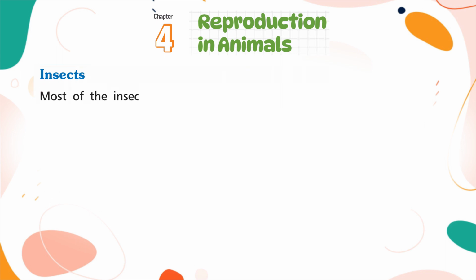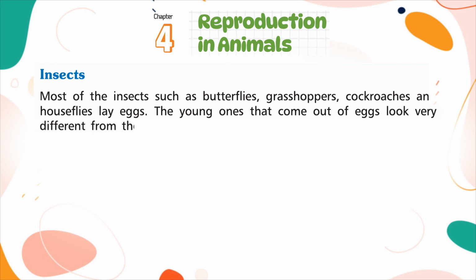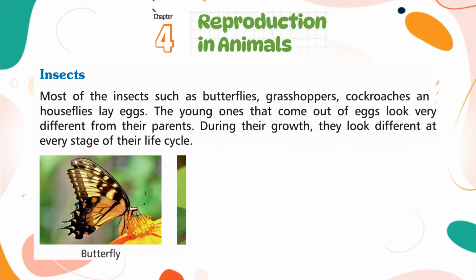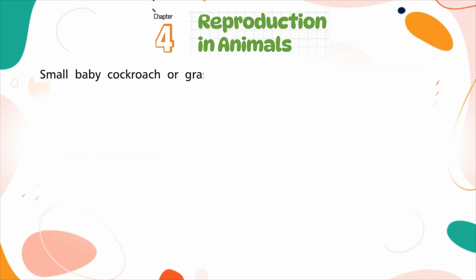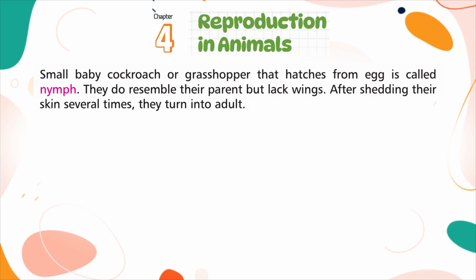Insects. Most of the insects, such as butterflies, grasshoppers, cockroaches, and houseflies, lay eggs. The young ones that come out of the eggs look very different from their parents. During their growth, they look different at every stage of their life cycle. Butterfly, grasshopper, cockroach. A small baby cockroach or a grasshopper that hatches from an egg is called nymph. They do resemble their parent but lack wings. After shedding their skin several times, they turn into an adult.